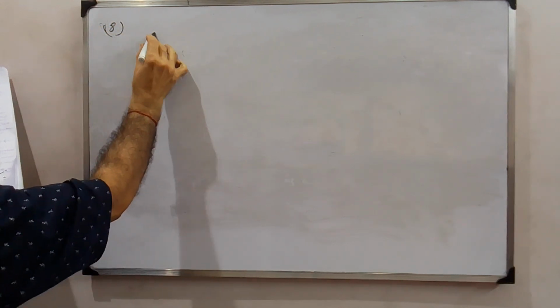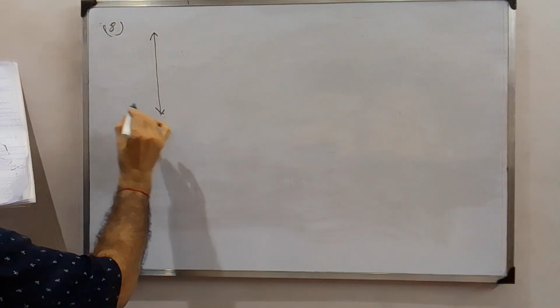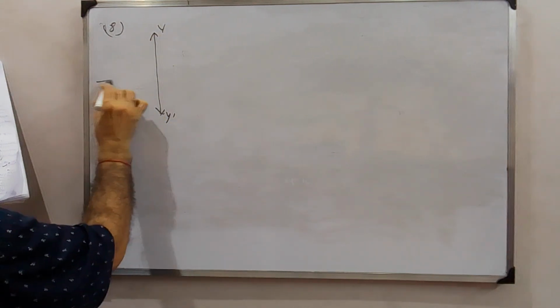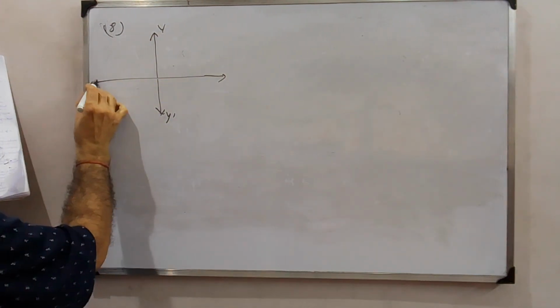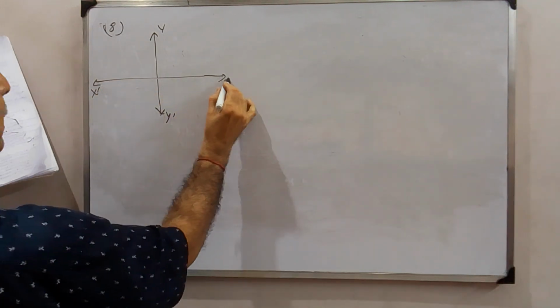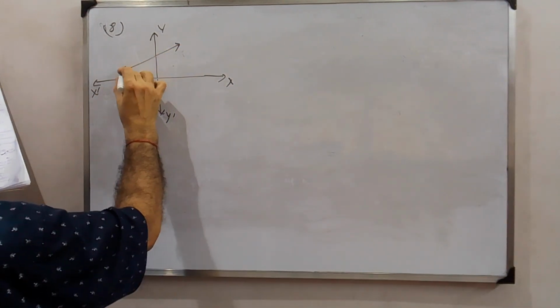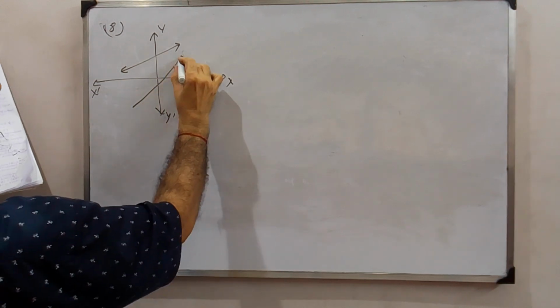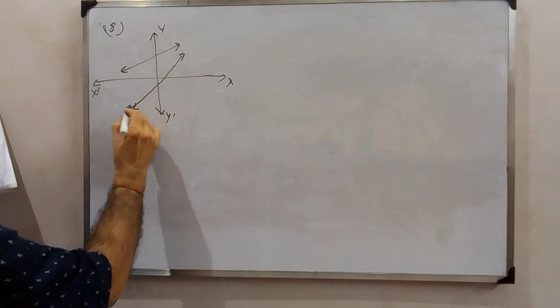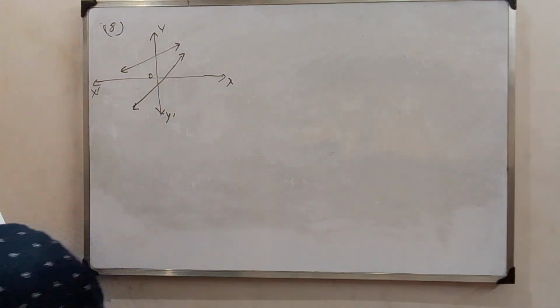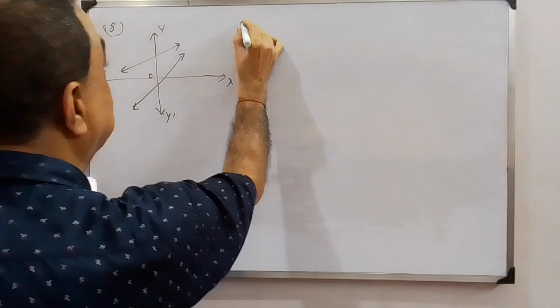There is a diagram given like this. Here it is the y axis, y dash. This is the x axis, here it is x dash, here it is x. There is a line like this, and another line like this. Here this is the origin. So the question is like this, I am writing the question on the board.